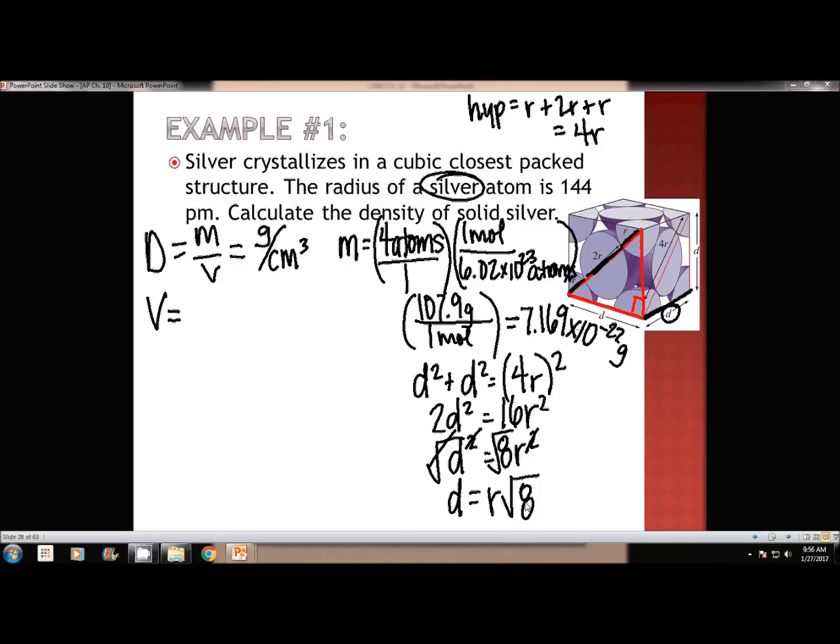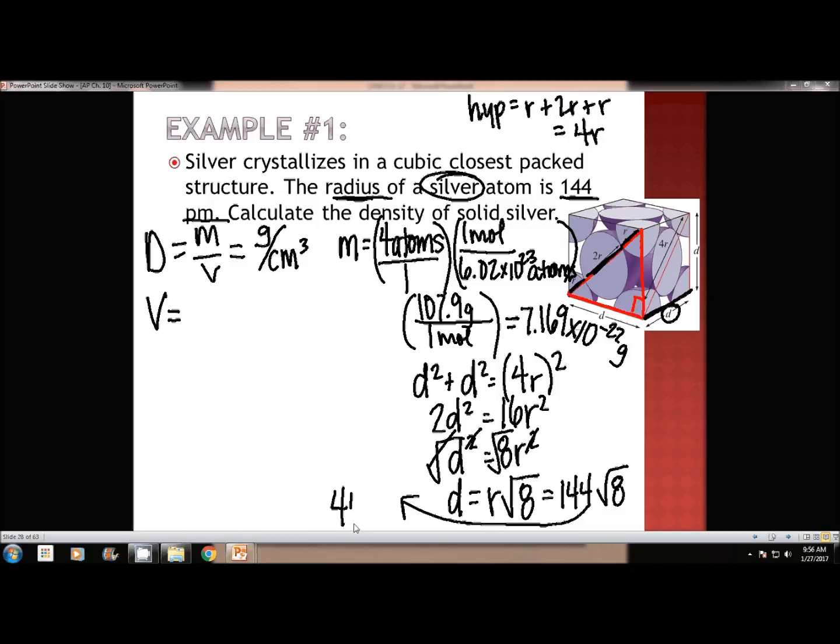Okay, well, we need to figure out what r is. We are told r in the problem. The radius of a silver atom, so r, is 144 picometers. So we could plug in our 144 to solve for our length of the edge. I would not normally pick d, but that's what they did here. Okay, so for the length of the edge, we're going to take 144 times the square root of 8, and that is equal to, I'm going to move it over here, let me solve that out.